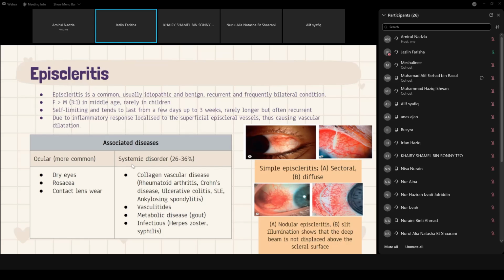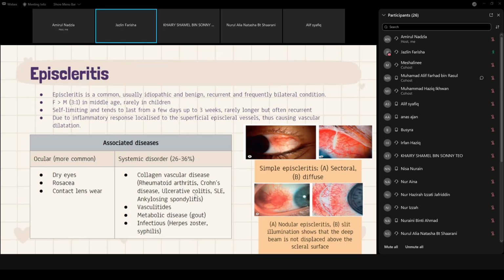However, ocular is more common, where a patient has dry eyes, rosacea, or contact lens wear that will come with episcleritis. And there are also systemic disorders, such as collagen vascular disease, for example, rheumatoid arthritis, Crohn's disease, ulcerative colitis, SLE, and ankylosing spondylitis. Then the patient may have vasculitis, metabolic disease such as gout, and the patient may have infections, for example, herpes zoster.